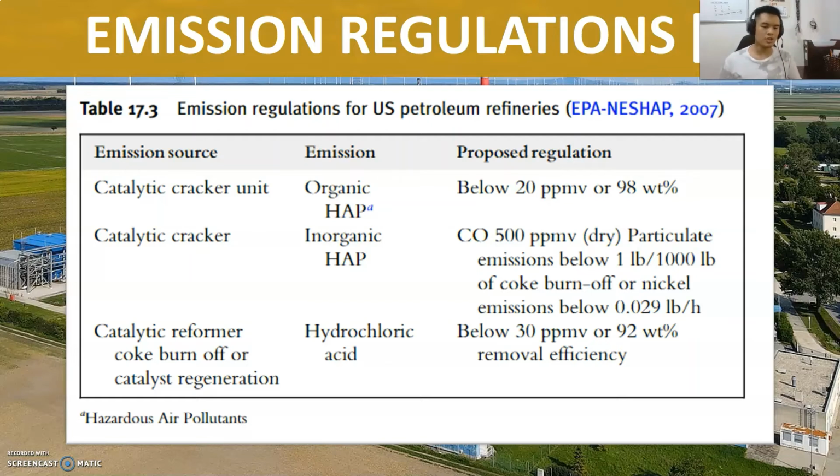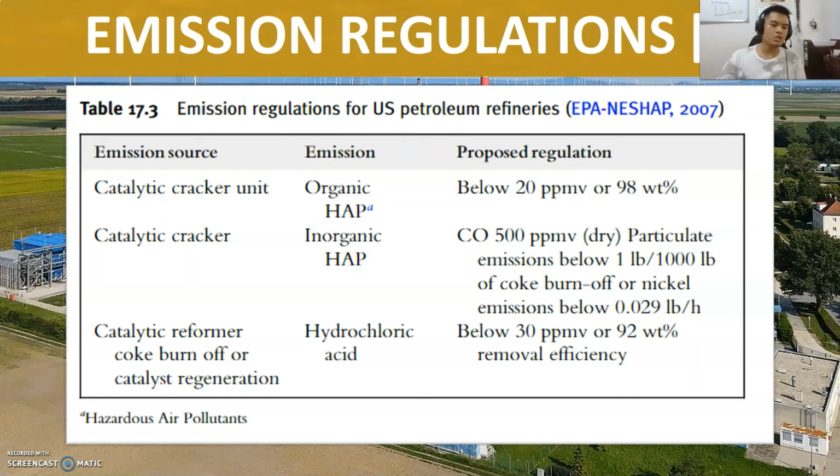So, this table comprises the emission regulations. For catalytic cracker units, emissions that are organic hazardous air pollutants must be regulated below 20 parts per million volume or 98% by weight. For the emission source from the catalytic cracker whose emission is inorganic hazardous air pollutants, the proposed regulation is 500 parts per million volume dry, and particulate emissions below 1 pound per 1,000 pounds of coke burn-off, or nickel emissions below 0.029 pound per hour.